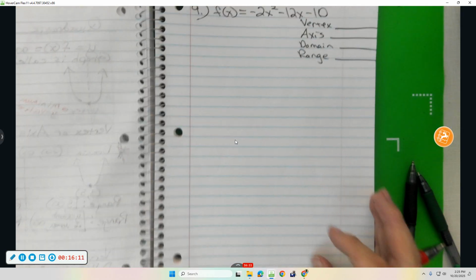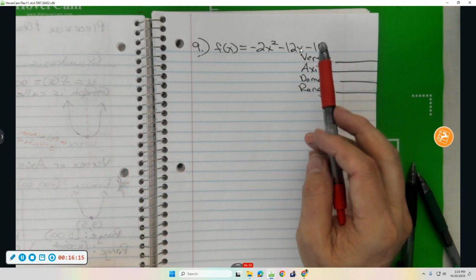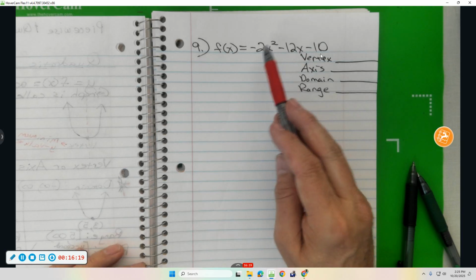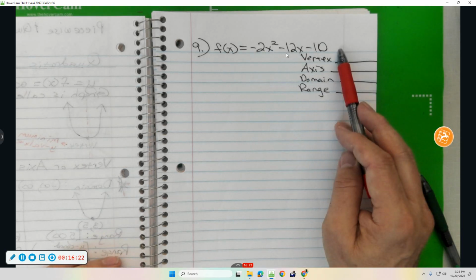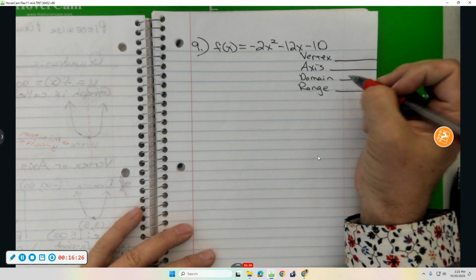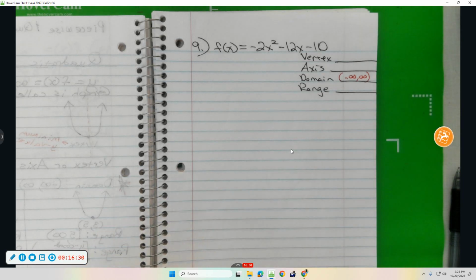Look at this function. No square roots, no fractions. I remember looking at one like this the last time we were finding the domain. If your function has no square roots and no fractions, unless you're told otherwise, you always assume the domain is all real numbers. So we can fill that one in automatically.